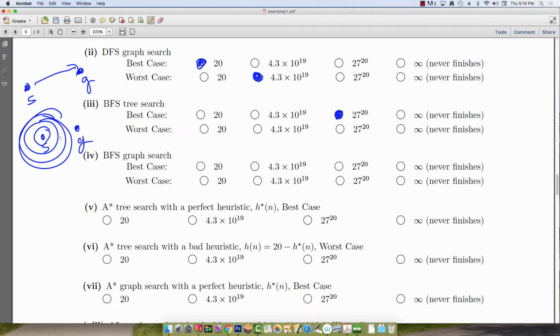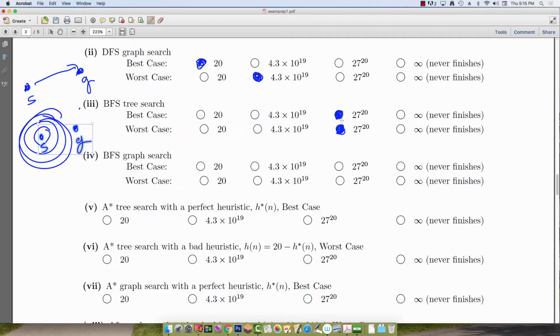So in tree search, since we can revisit states again, and every single loop that I'm drawing here, and there's 20 of these loops since G is possibly 20 steps away, then we're going to be searching at best 27 to the 20th, because G is 20 steps away, and we're going to have to search all these loops uniformly until we get to the goal, and there's no way around that. Our best case is 27 to the 20. In the worst case, it's going to be exactly the same, 27 to the 20.